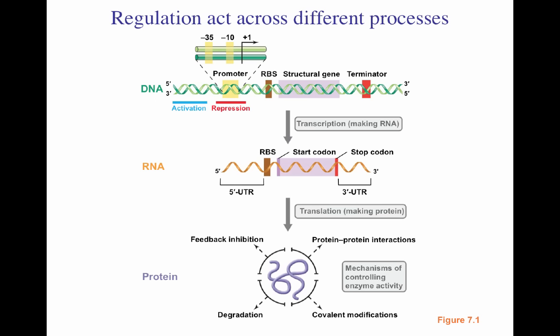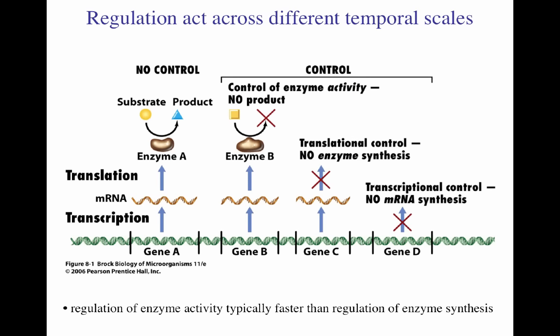You can also have control of gene expression by altering translation. So how is that mRNA being read by the ribosomes and that protein being made? Last, you have mechanisms for controlling enzyme activity. You're going to have enzymes that get degraded. You're going to have allosteric feedback inhibition. You can have protein-protein interactions that allow an enzyme to be either on or off, or you can covalently modify that enzyme, for example by phosphorylation, to activate or inactivate it. So let's take a look at some of these potential mechanisms by which microorganisms regulate their gene expression. Now, we can also look at how regulation acts across different temporal scales.